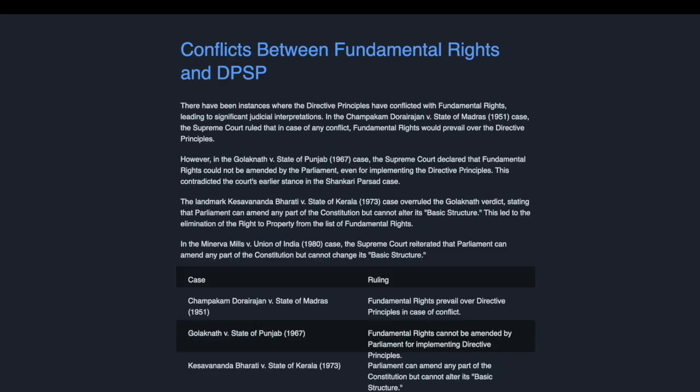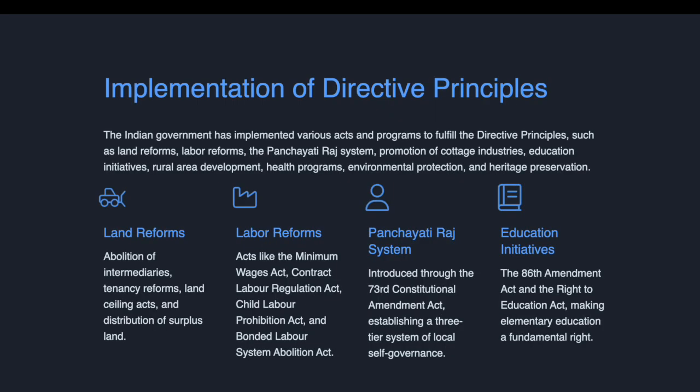Certain times there have been conflict between fundamental rights and DPSP, like in Champakam Dorairajan versus State of Madras case. Ruling was fundamental rights prevail over DPSP in case of conflict. In Golaknath versus State of Punjab 1967, it was said that fundamental rights cannot be amended by Parliament for implementing directive principles. In Kesavananda Bharati versus State of Kerala 1973, it was said Parliament can amend any part of the Constitution but cannot alter its basic structure. And it was reiterated in Minerva Mills versus Union of India case 1980.